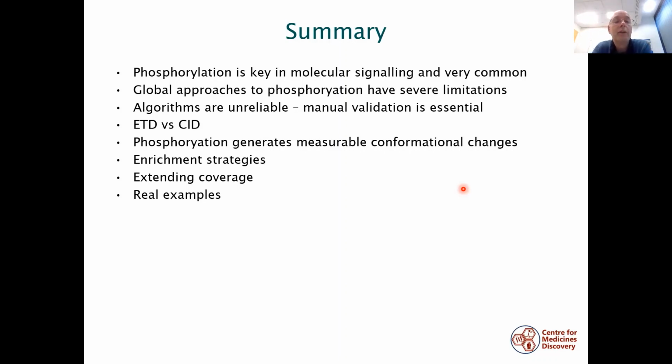We've looked at how phosphorylation can generate measurable conformational changes in a phosphoprotein. We've looked at enrichment strategies. We looked at extending the phosphorylation coverage, and we've looked at some real examples. So that's all I want to say.